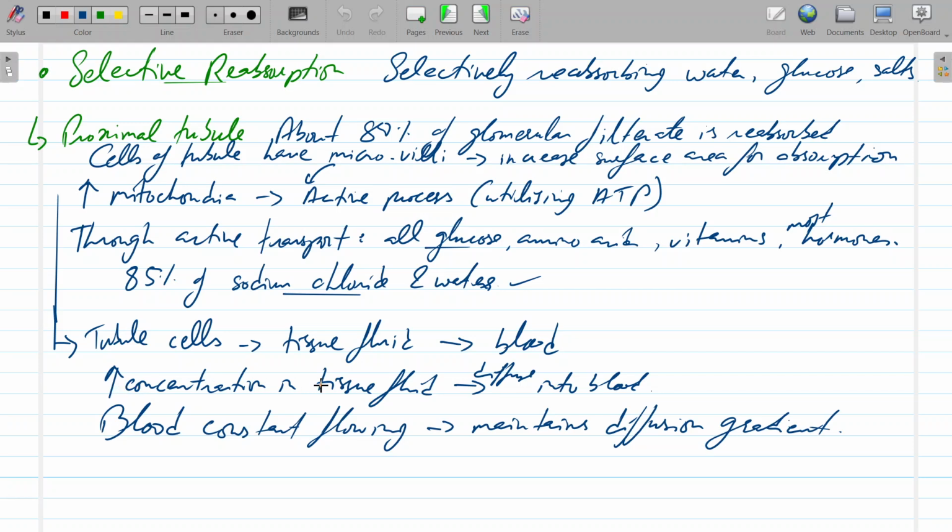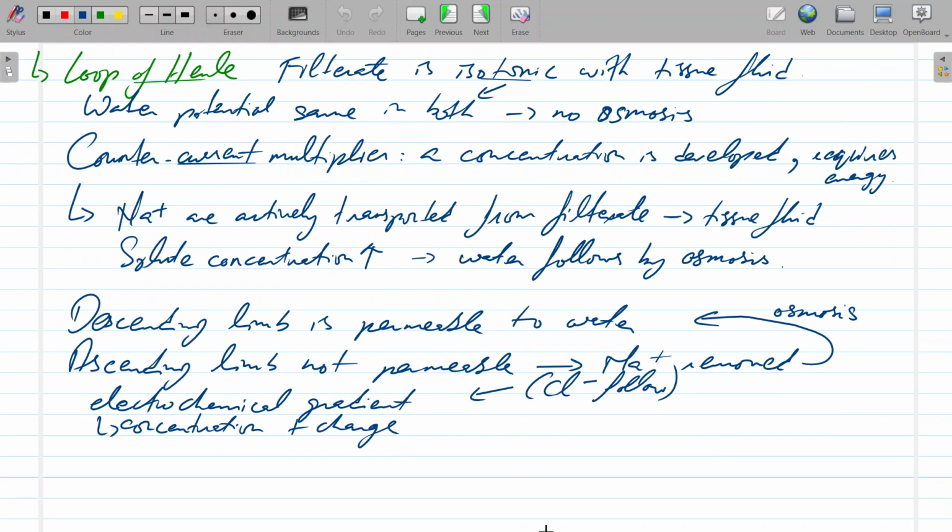So the concentration increases in the tissue fluid, and from there diffuses into the blood, and the blood is constantly flowing, which helps maintain the diffusion rate. Then we come to the loop of Henle, where the filtrate is isotonic with the tissue fluid. The water potential is the same on both ends, and so what happens over here is what's called a counter current multiplier. A concentration gradient is developed.